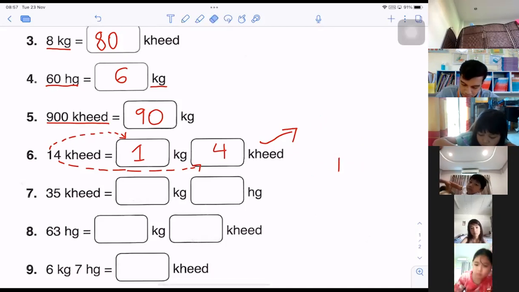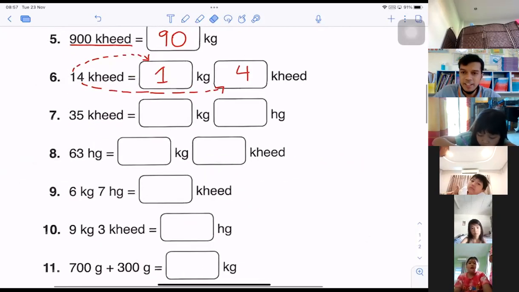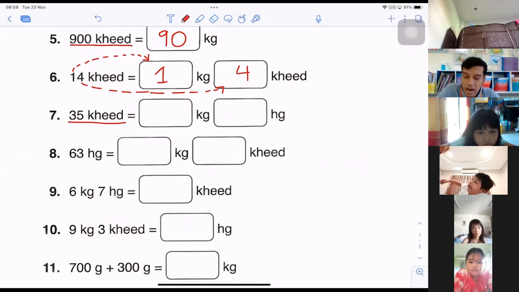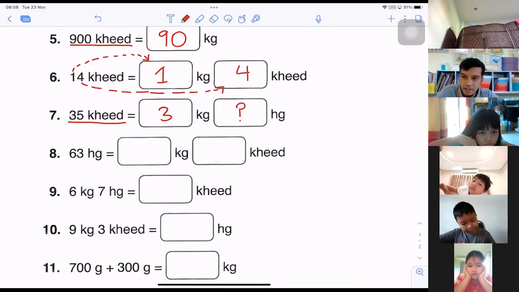Okay, let's do number seven now. Have you finished number seven? Yes or no? No, right? What is it, Fayar? Finished number seven? Oh, you finished. Okay. 35 hg is equal to how many kilograms? 3. Okay, 3. 3 kilograms, how many hectograms? 5. And then number seven, finished.